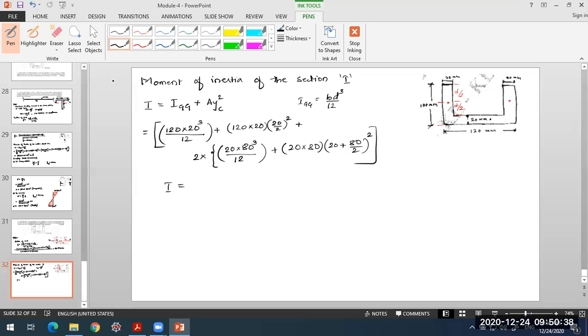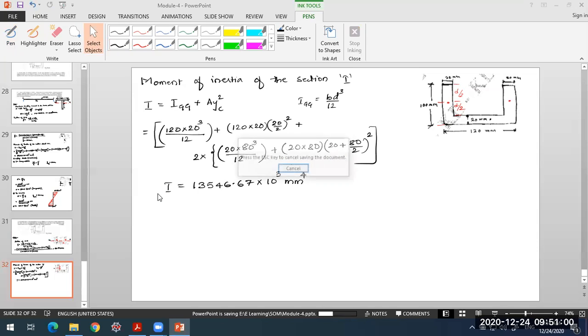So the value is coming about 13,546.67 into 10 to the power 3 mm raised to 4. This is the value of the moment of inertia that we have obtained here. Now, once we have the moment of inertia and the location of the centroid, we'll go for applying the equation of flexure or bending equation, the flexural formula.